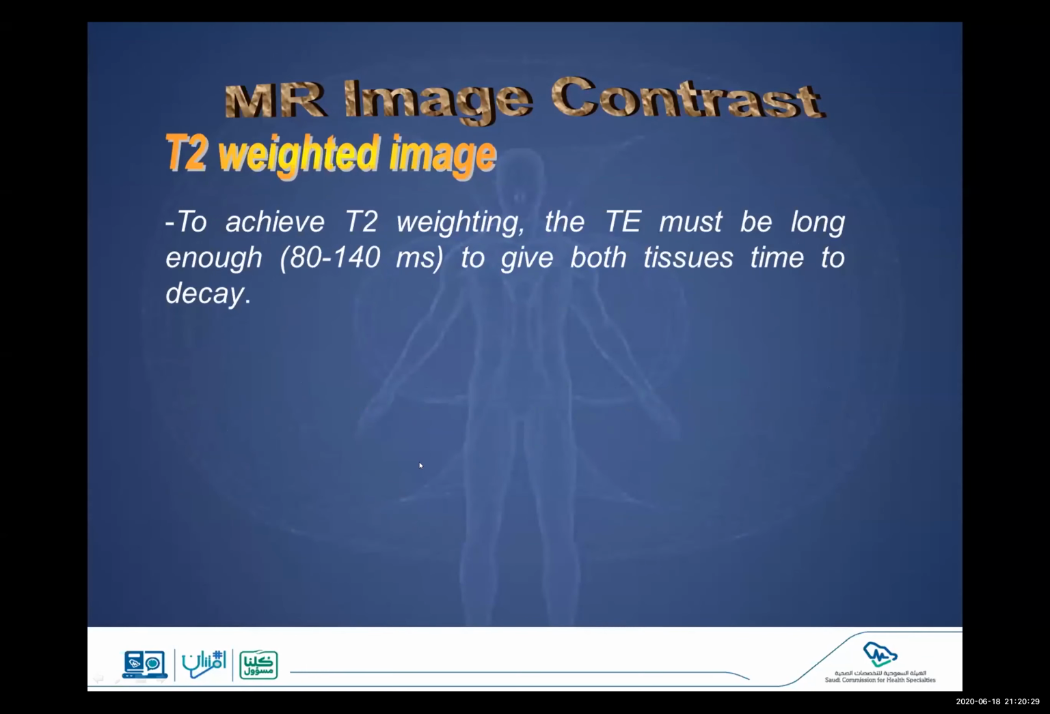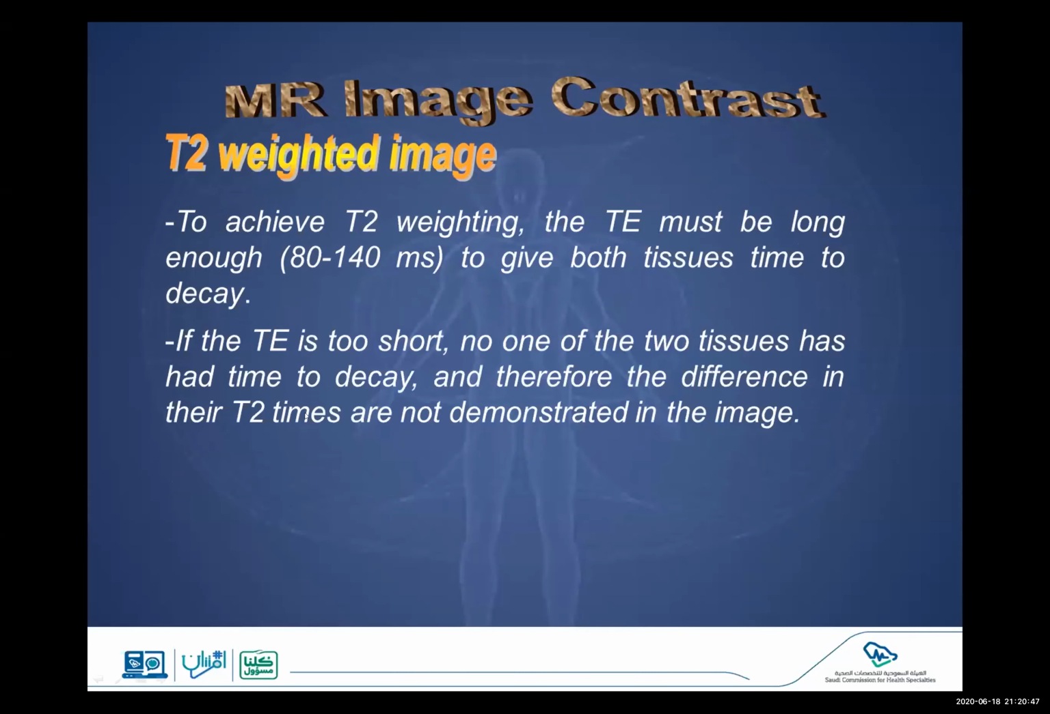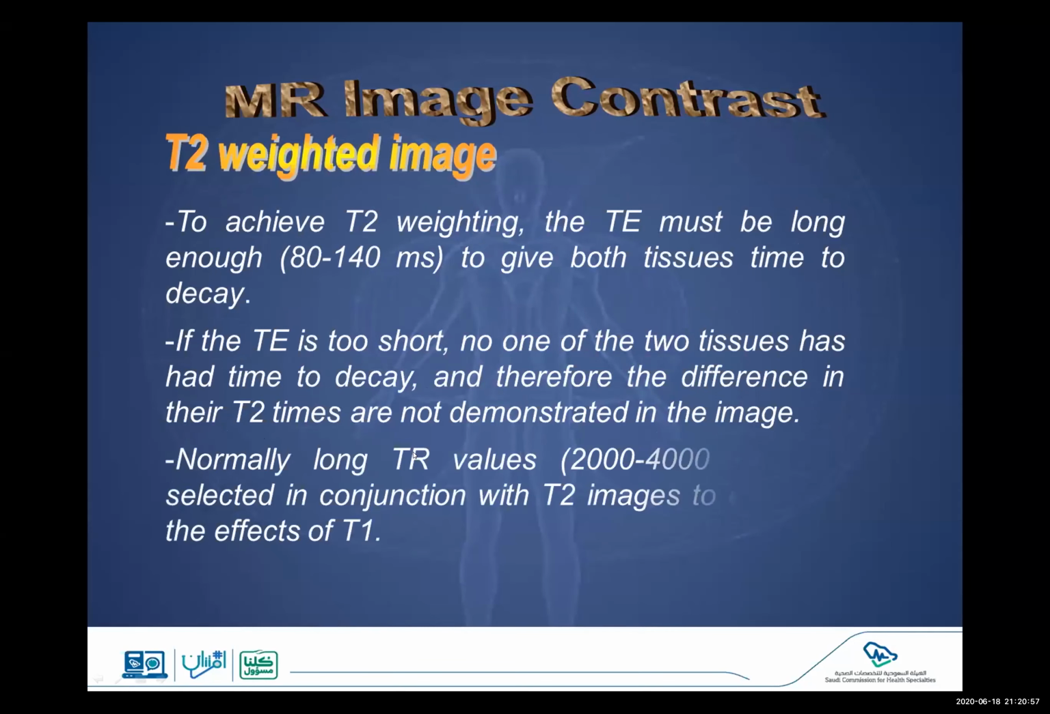To achieve a T2 weighted image, the TE must be long enough. So we have to make the time allowed for dephasing, which is the echo time, long, so we can see which one is dephasing fast. In spin echo, usually we say between 80 and 140 will give us good T2 weighting in the images. If the TE is too short, none of the tissues have sufficient time to decay, and therefore the difference in the T2 times is not demonstrated on the image.